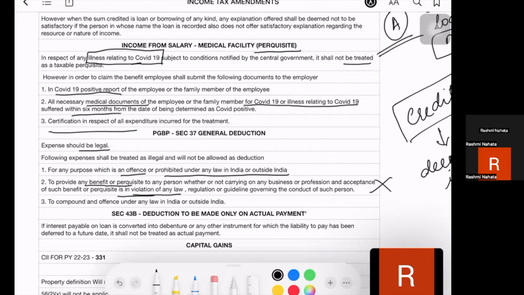To compound an offense under any law in India, it is nothing but a penalty. So if there is any kind of penalty levied under any law in India, it could be that the employee or the staff has gone somewhere without wearing a helmet and he was caught by the cops, any penalty that he has paid there will not be an allowable deduction.